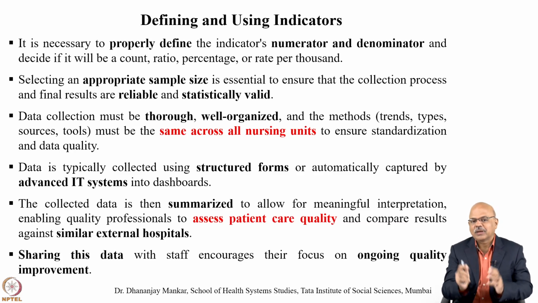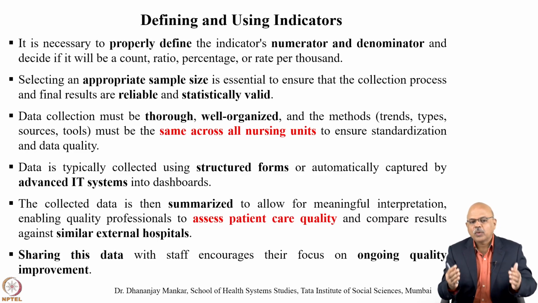Data collection must be thorough and with well-organized methods. The methods, with trends, types, sources and tools, must be the same across all the nursing units. You cannot say that it applies to only one and not to the rest. What does it ensure? It ensures standardization and data quality, which gives more importance in developing a proper indicator. Data is typically collected using structured forms or automatically captured by advanced IT systems.